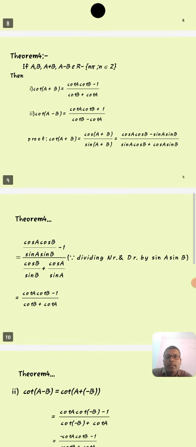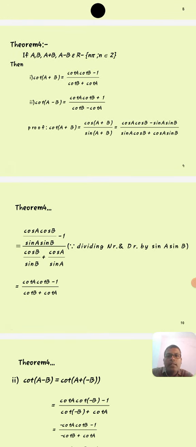Okay, now we have to do the same condition, dividing numerator and denominator by sin a sin b. In the previous problem we divided both numerator and denominator by cos a cos b, but here we divide numerator and denominator by sin a sin b. Now that is equal to cos a cos b divided by sin a sin b minus 1, and the total is divided by cos b by sin b plus cos a by sin a.